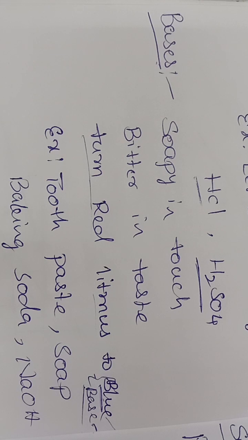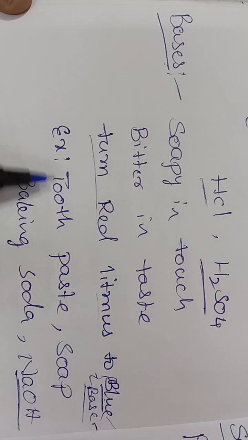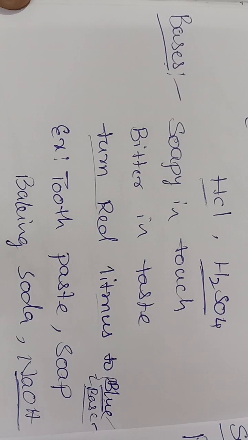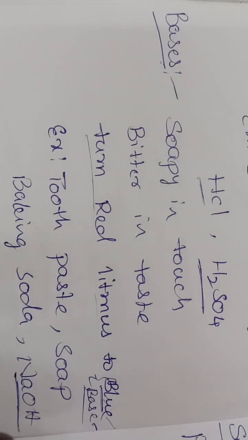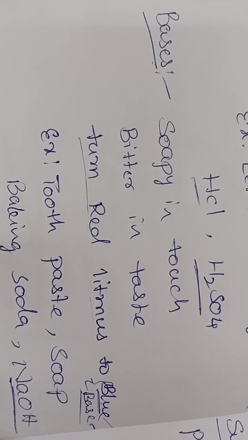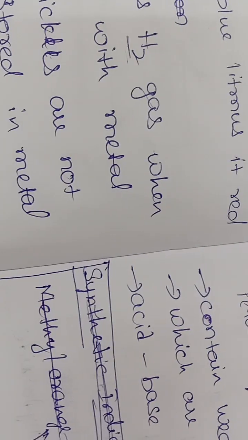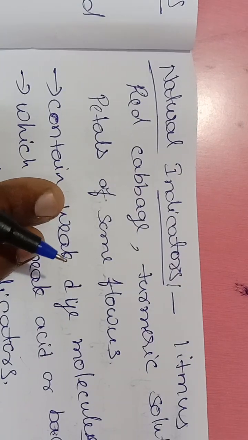Clear? Examples for bases are toothpaste, soap, baking soda, sodium hydroxide. It's a chemical. Whatever is present in our house, these are all bases. Already we know about this, so we will learn more about this in this lesson. Clear? Next, natural indicators.